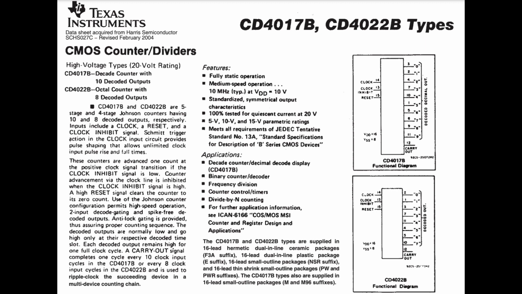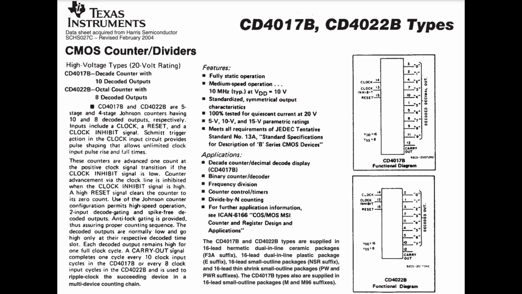The functional diagrams and the terminal diagrams are great, but it doesn't really make much of a substitute for a modern day pin table, function table. It doesn't really have a pin table, function table per se, but in its initial summary, it lists all the different pins: your clock pin, reset, clock inhibit, and your carry-out pin. And it explains in that little summary how they work, but then it gives all the features and applications.